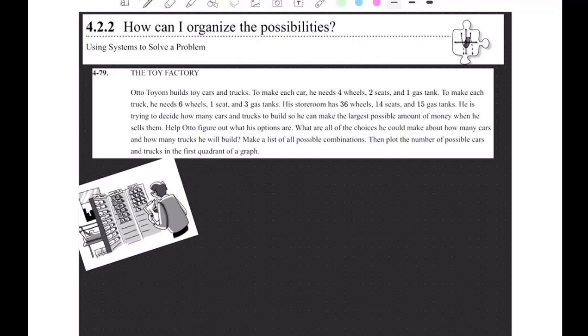So, section 4.2.2, we get to look at some more systems of equations to be able to solve some problems. So we're going to act like we are toy makers and actually put together a real life-ish type problem.